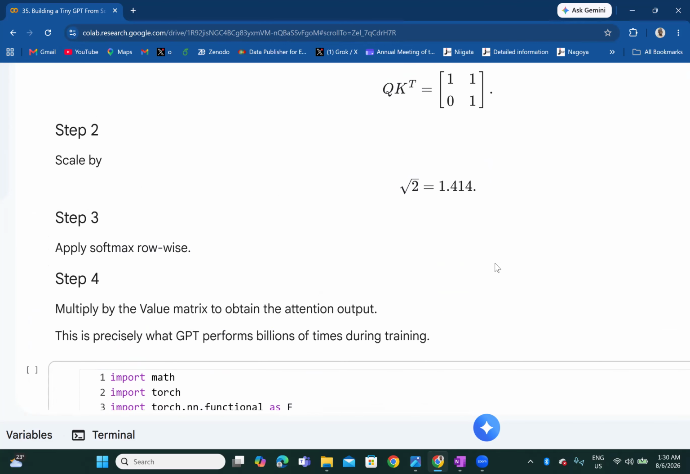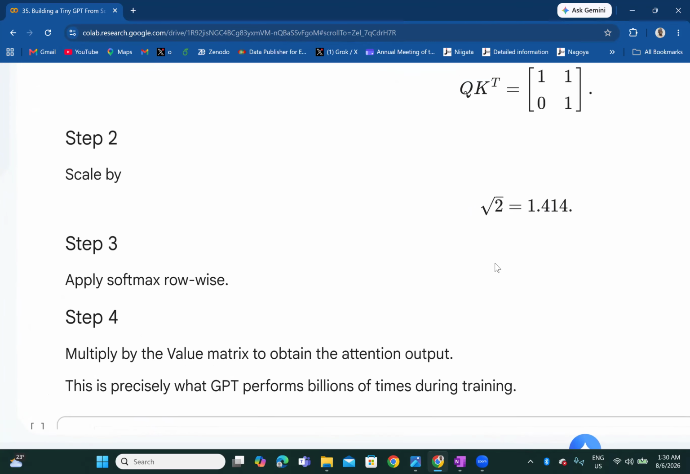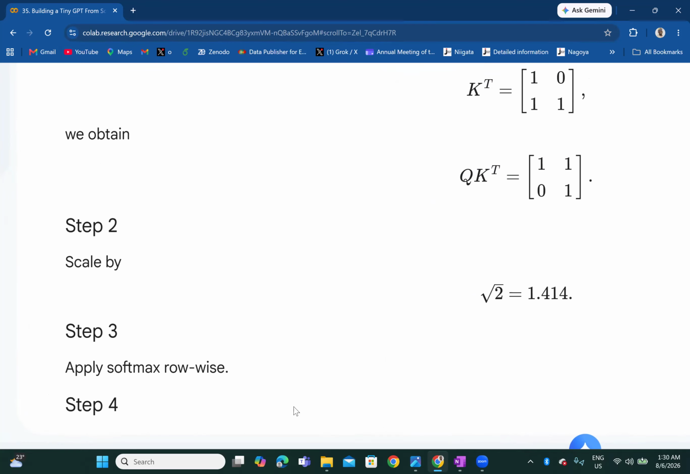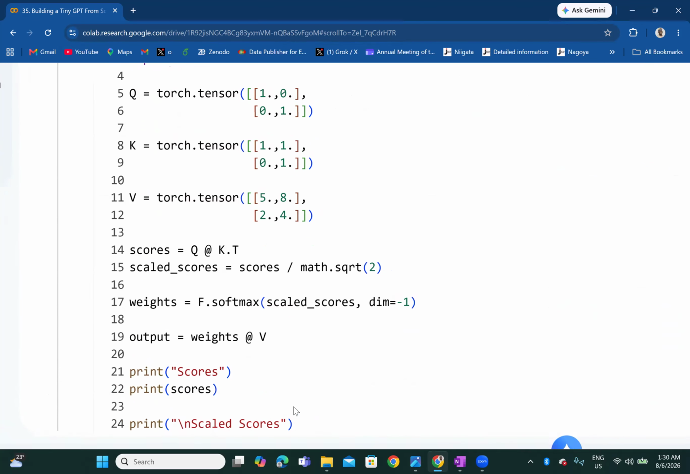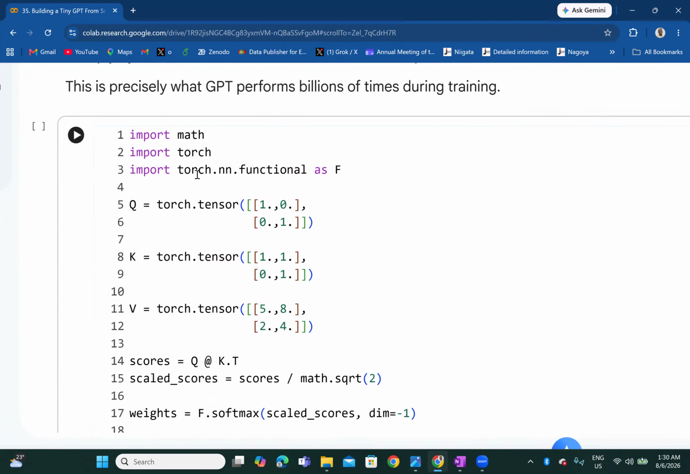Then in step 4, you can multiply by the value matrix to obtain the attention output. This is precisely what ChatGPT performs. This is precisely what GPT performs billions of times during training. So it keeps doing this over and over again to give you your results. You just see the answers coming, but a lot of mathematics has gone on in the background.